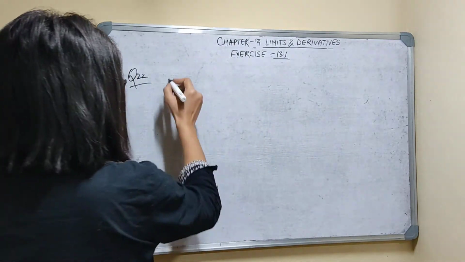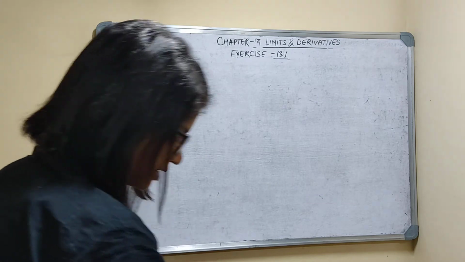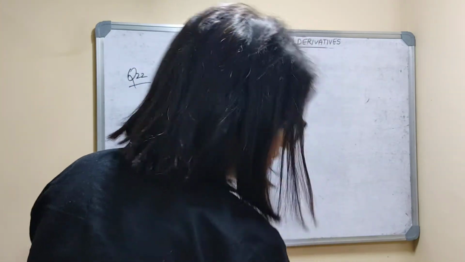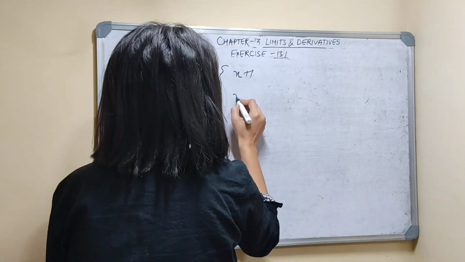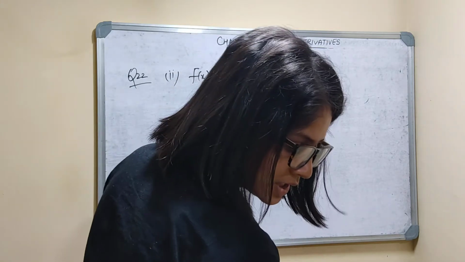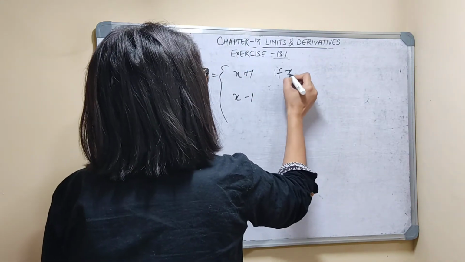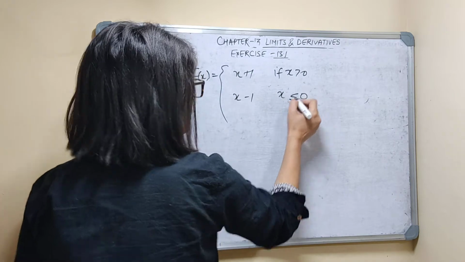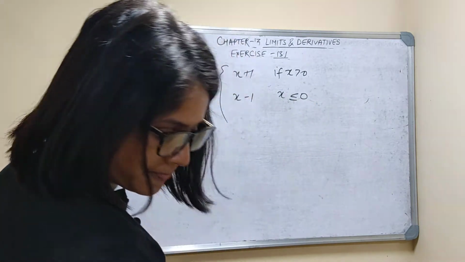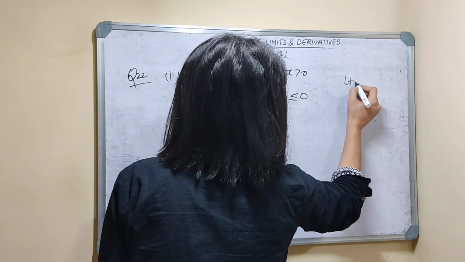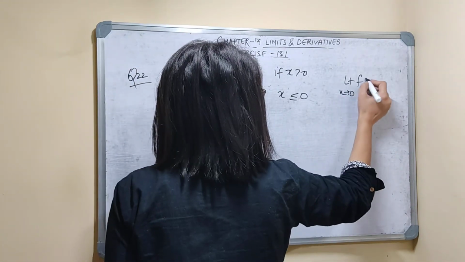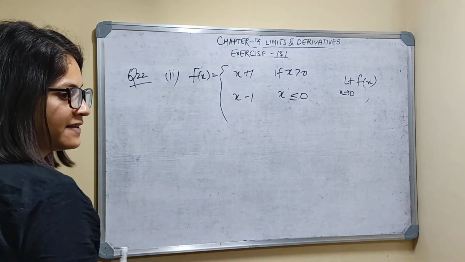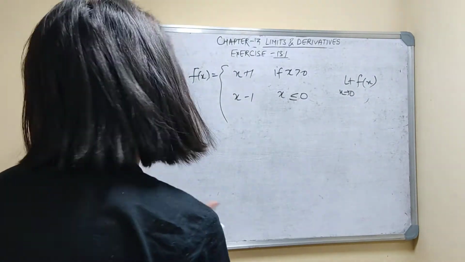Question number 22 only. Second part, you can see. If f(x) is equal to x plus 1 if x is greater than 0, and x minus 1 if x is less than or equal to 0, show that the limit as x tends to 0 of f(x) does not exist. This you have to show, meaning you have to prove that LHL is not equal to RHL.